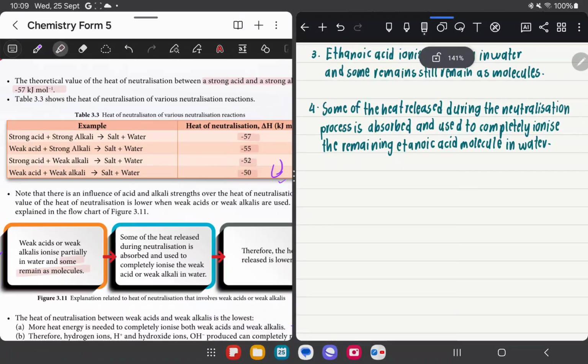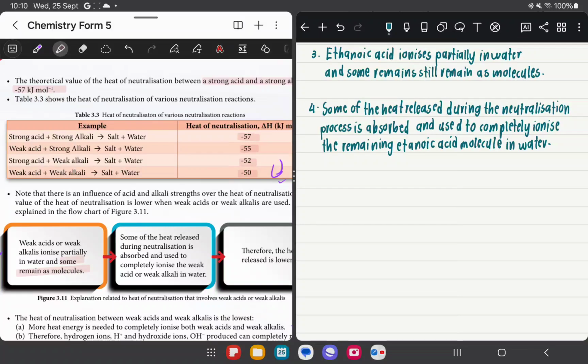Okay. So this is the last point. Some of the heat released during the neutralization process is absorbed, and it's better to write absorbed back lah. Ya, tak apalah, absorb okay, buku teks write absorb je. But you want to write absorb back lagi good lah. Okay, I macam malas dah nak rearrange. Okay, and used to complete ionize the remaining ethanoic acid molecule.